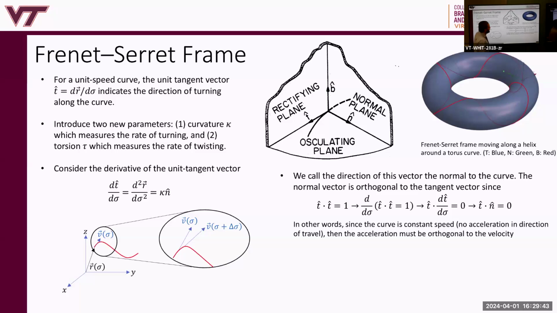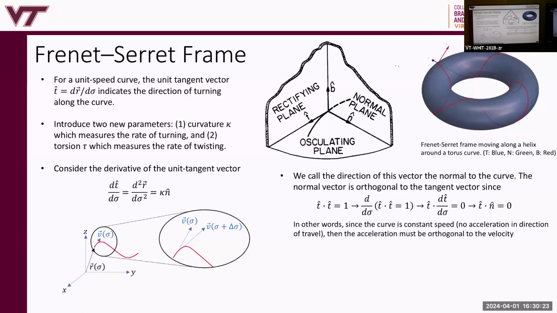For example, here is a helix wrapped around a torus, which is the red curve. And you can see this moving right-handed trihedron moving along the curve, right? The blue vector is the tangent vector, which we just calculated. You can see the blue vector is always tangent to the curve, all right? And then the green vector is called the normal. We'll look at that shortly. And the red vector is called the binormal. So these 3 vectors define a moving right-handed trihedron, all right?